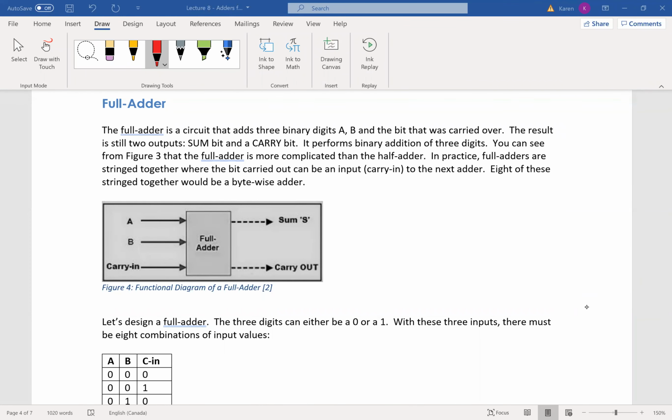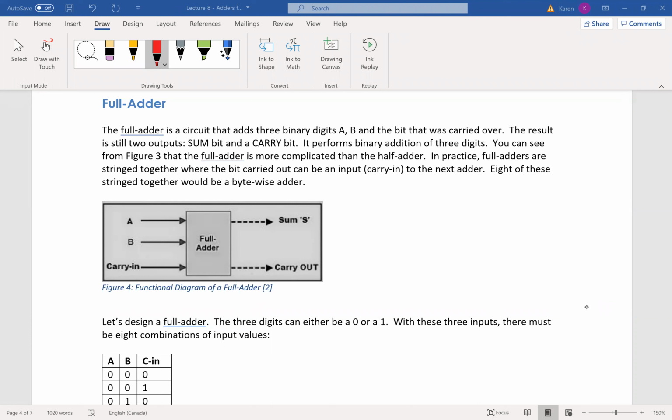Now let's design a full adder. A full adder is very useful because it can add three digits, three binary digits. The reason we need to add three binary digits is because sometimes when a digital system is performing binary addition, it will actually have three digits because one of them needs to be carried over.